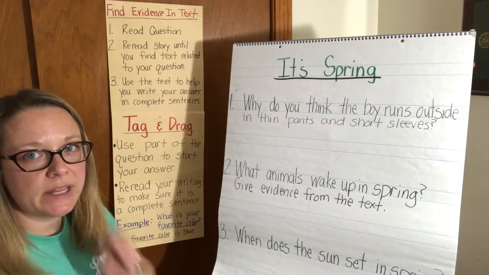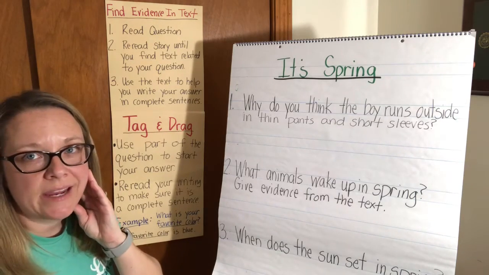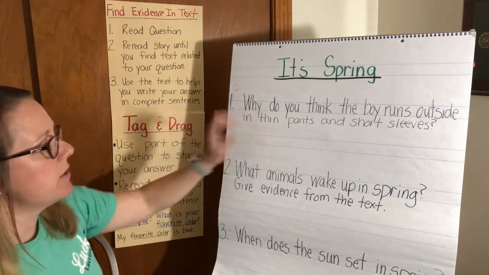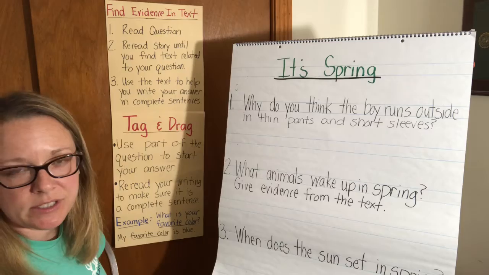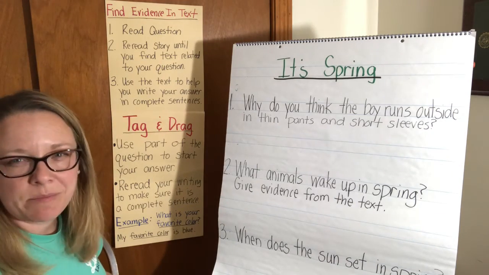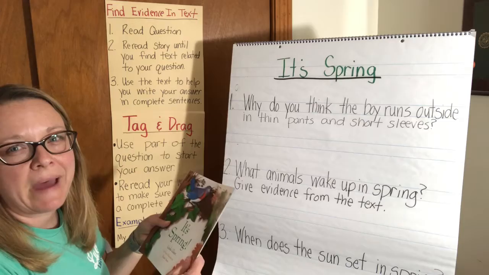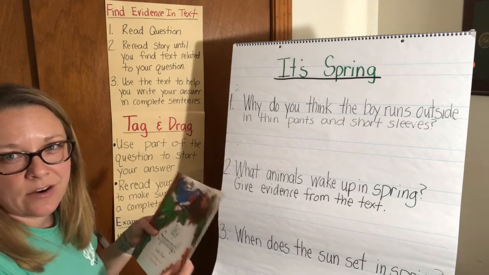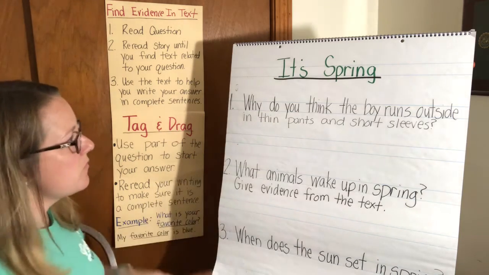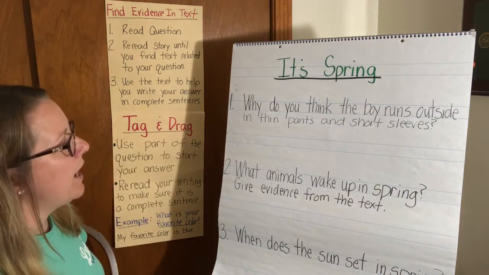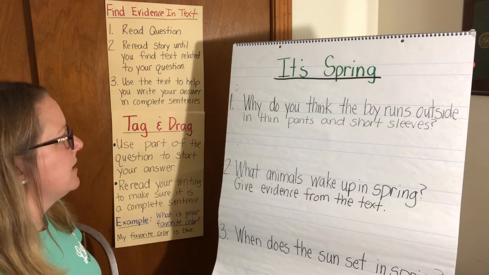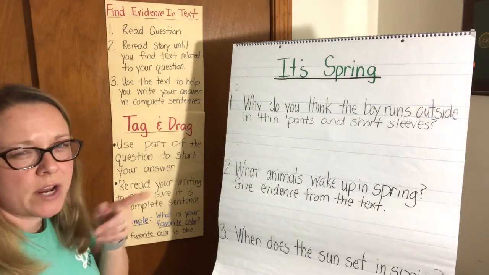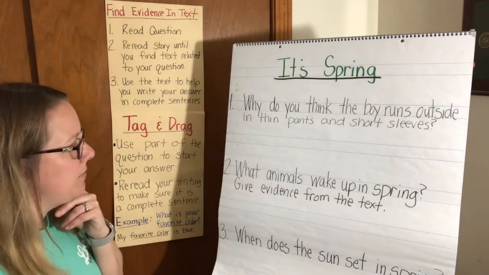Okay, so the next part of the lesson is remembering to tag and drag and how to find evidence in our text. So the first question, I'm going to read all three questions to myself first. And then if I need to go back and look something up in the book, I can always look back in the book as many times as I need to. Good readers do that. The text is there to help and support you. So my first question says, why do you think the boy runs outside in thin pants and short sleeves? Oh, I remember that part in the story. I could go back and look, and maybe that will help me.